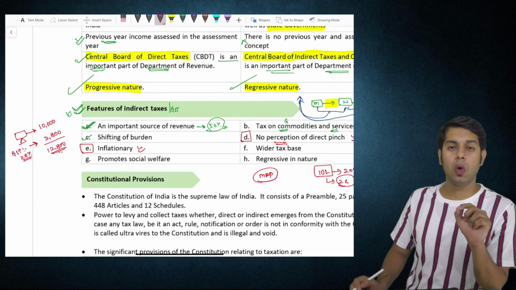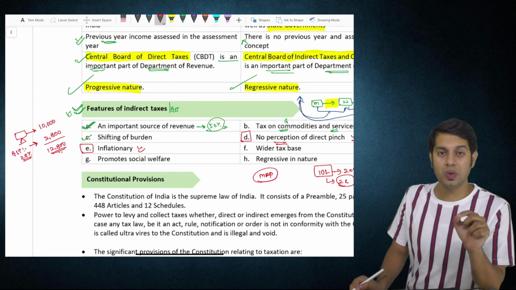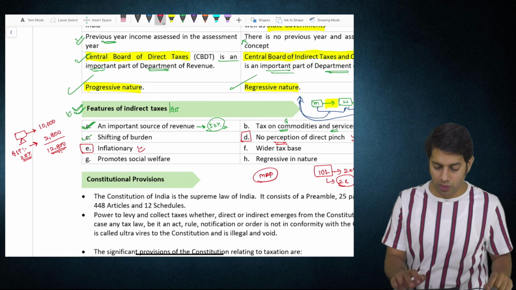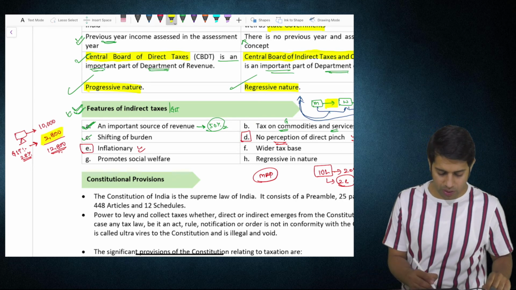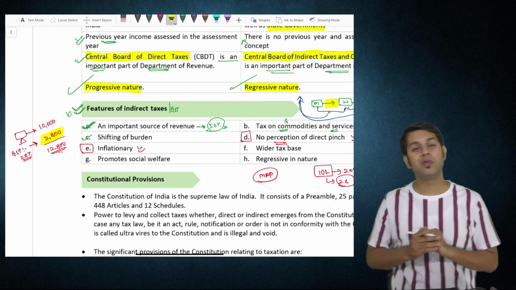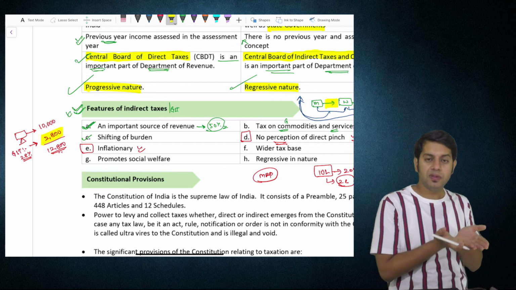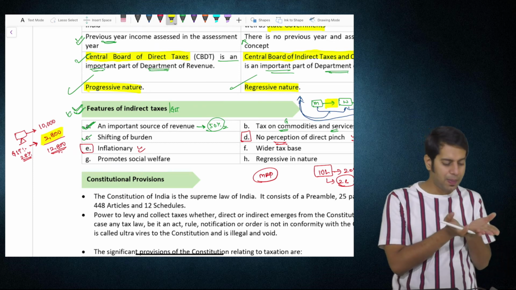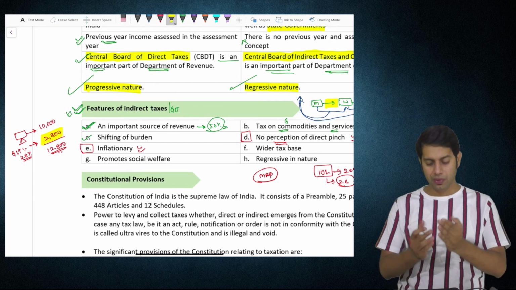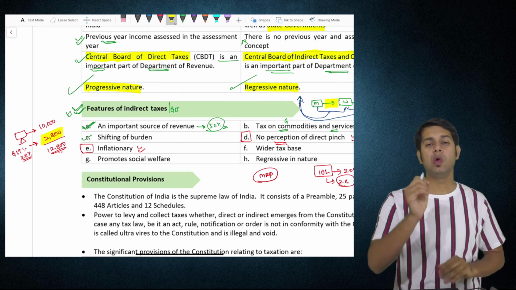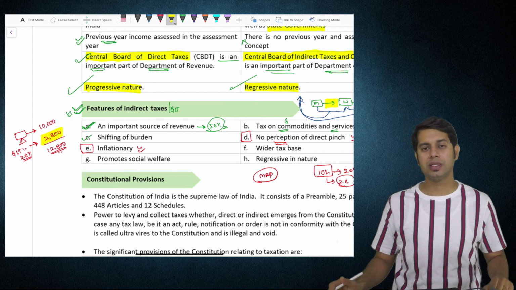You will have to pay a total amount of 12,800. You are paying this 2,800 extra rupees, no? Because of which what is happening? The price of this television is increasing. When you are purchasing this television, you have to pay 12,800 rupees.